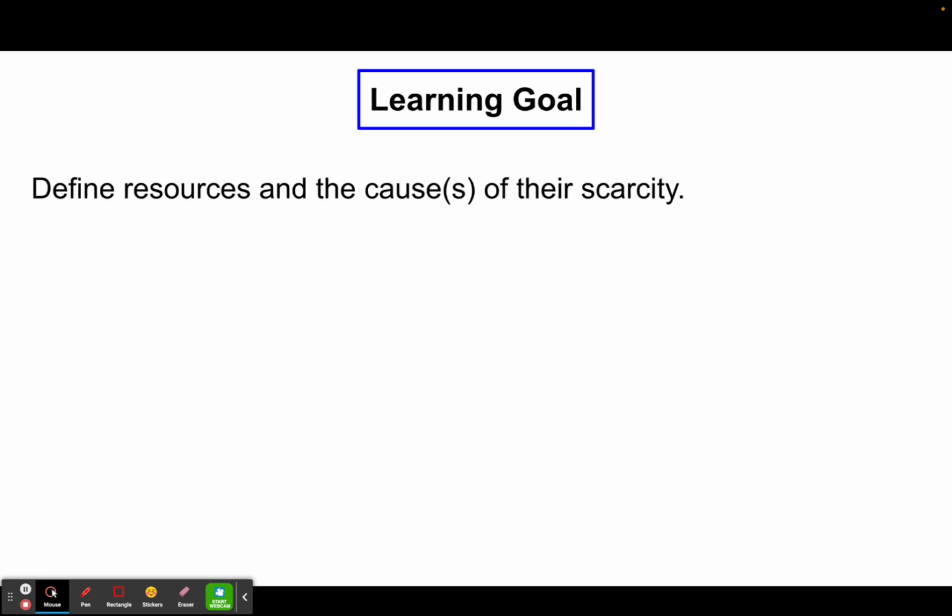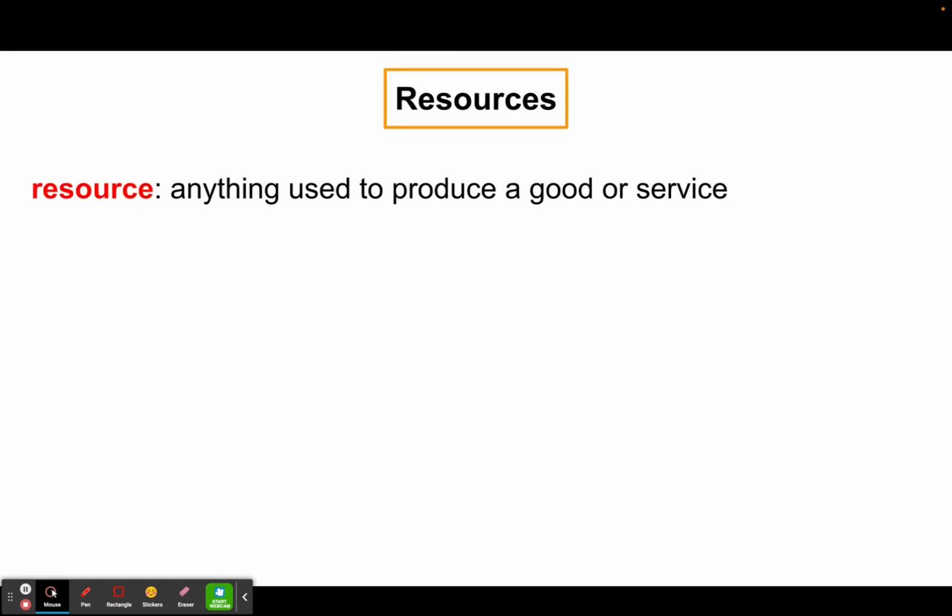So let's start with the learning goal, which is to define resources and the cause or causes of their scarcity. And it's that term resource that I want to focus on first. So, a resource is anything used to produce a good or service. And that word used is very, very important to the definition.